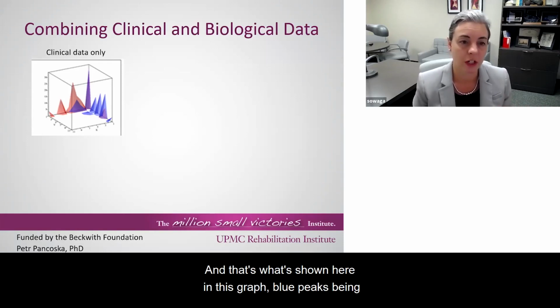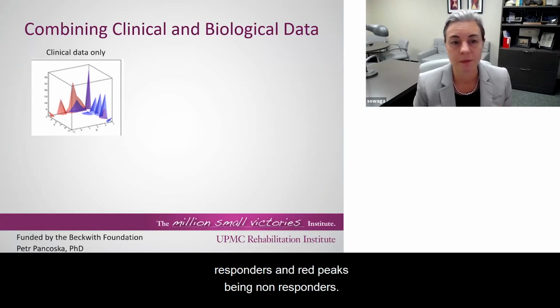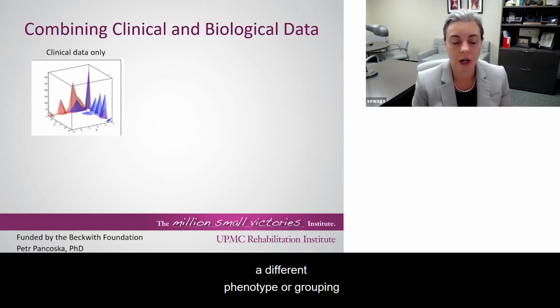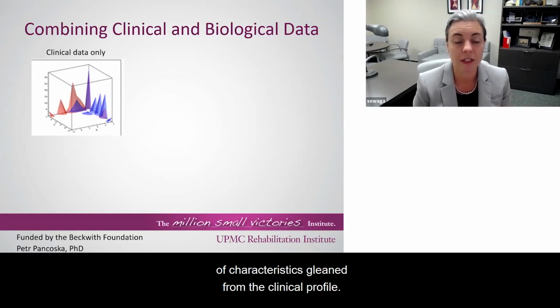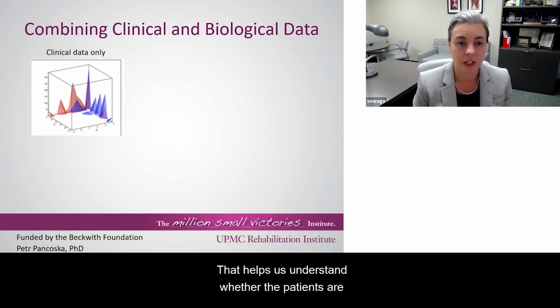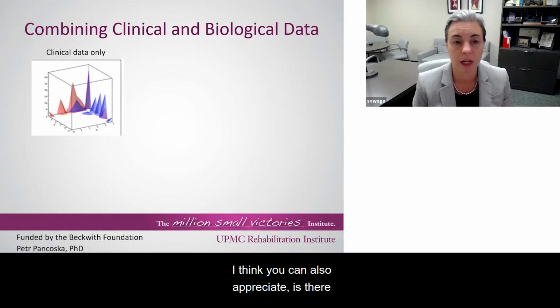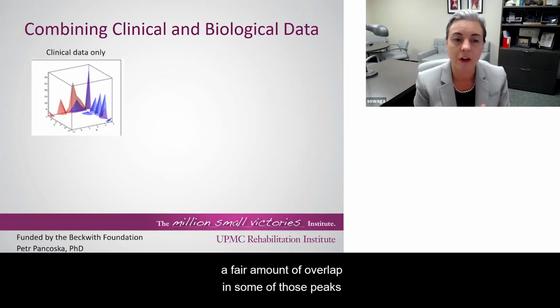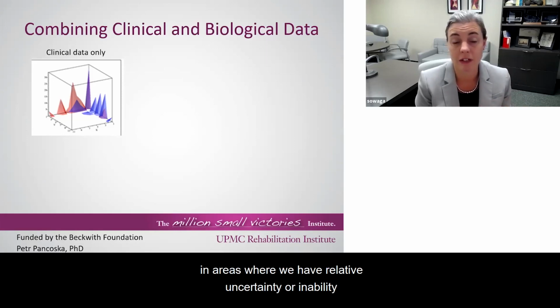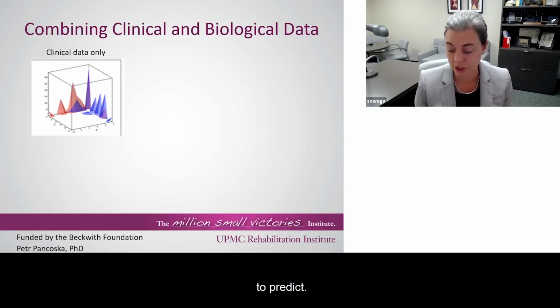And that's what's shown here in this graph, blue peaks being responders and red peaks being non-responders. So each of these peaks represents a different phenotype or grouping of characteristics gleaned from the clinical profile that helps us understand whether the patients are going to respond or not. And while it gives us some predictive capacity, what I think you can also appreciate is there a fair amount of overlap in some of those peaks, where the blue and the red peaks overlap in areas where we have relative uncertainty or inability to predict.